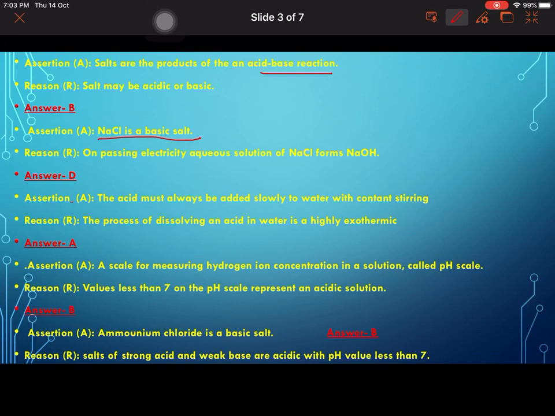The acid must always be added slowly to water with constant stirring, and the process of dissolving an acid in water is highly exothermic. Both are correct and reason is also correct, so answer A.